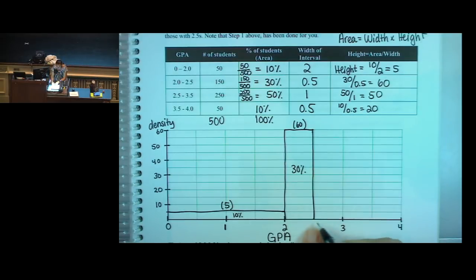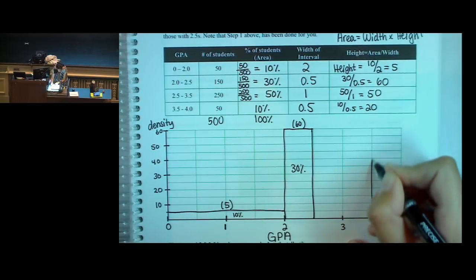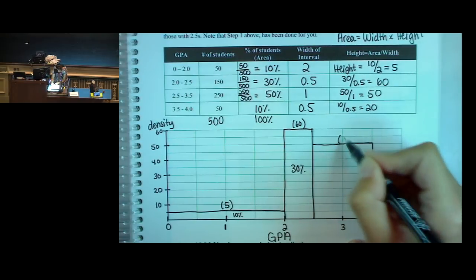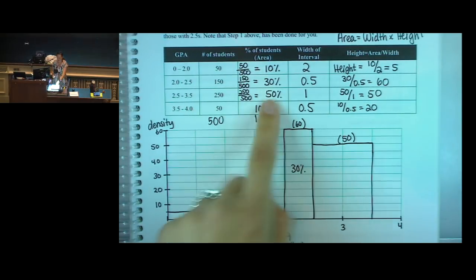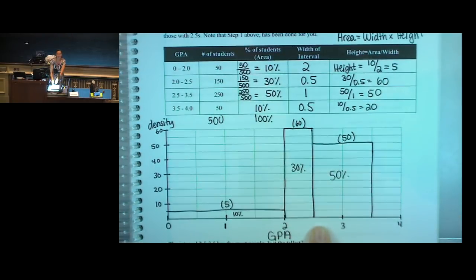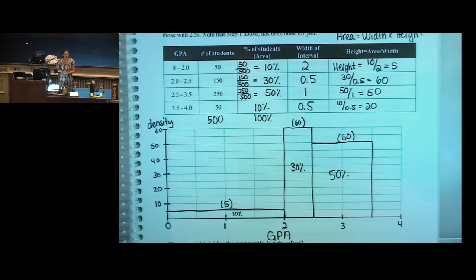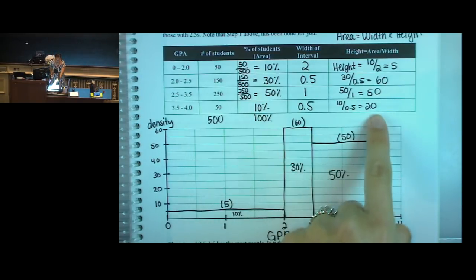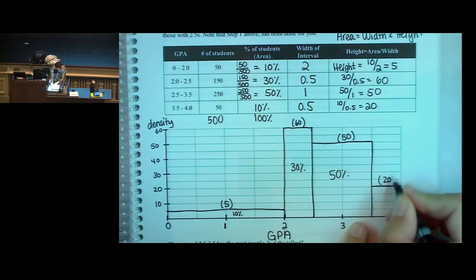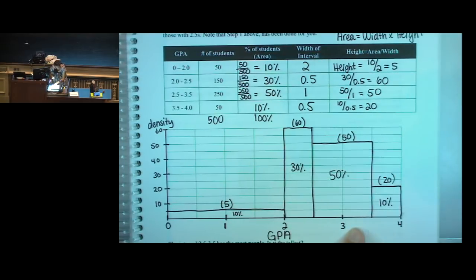Okay, and then 2.5 to 3.5, the height is 50. So I'm going to go up to 50. And then the area is 50%. So 50% of students had a GPA between 2.5 and 3.5. And then the very last one, 3.5 to 4.0, the height is 20. And then the area is 10%.